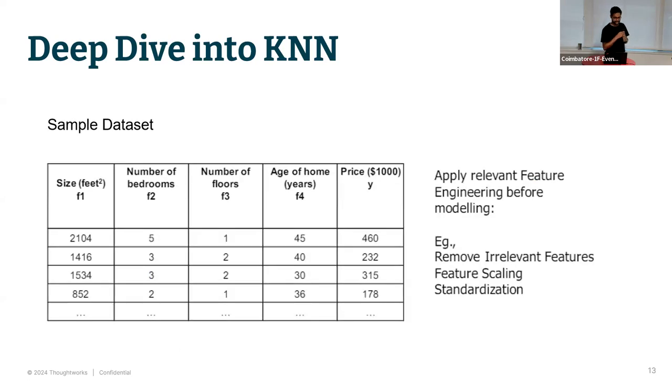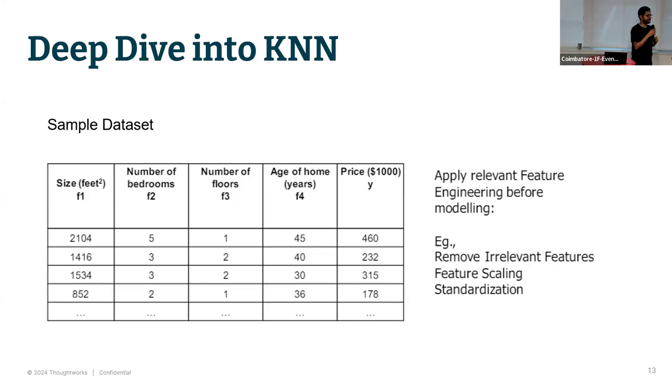Right. Let's go for a simple data set and example. Assume you're working in the housing domain. You have a lot of data already from that domain. For example, I have a house which is 2,104 square feet. It has 5 bedrooms. It has one floor. Then it is a little older, like 45 years old, it was built 45 years back. Then the price is something around 460. This is the example data set that I have.